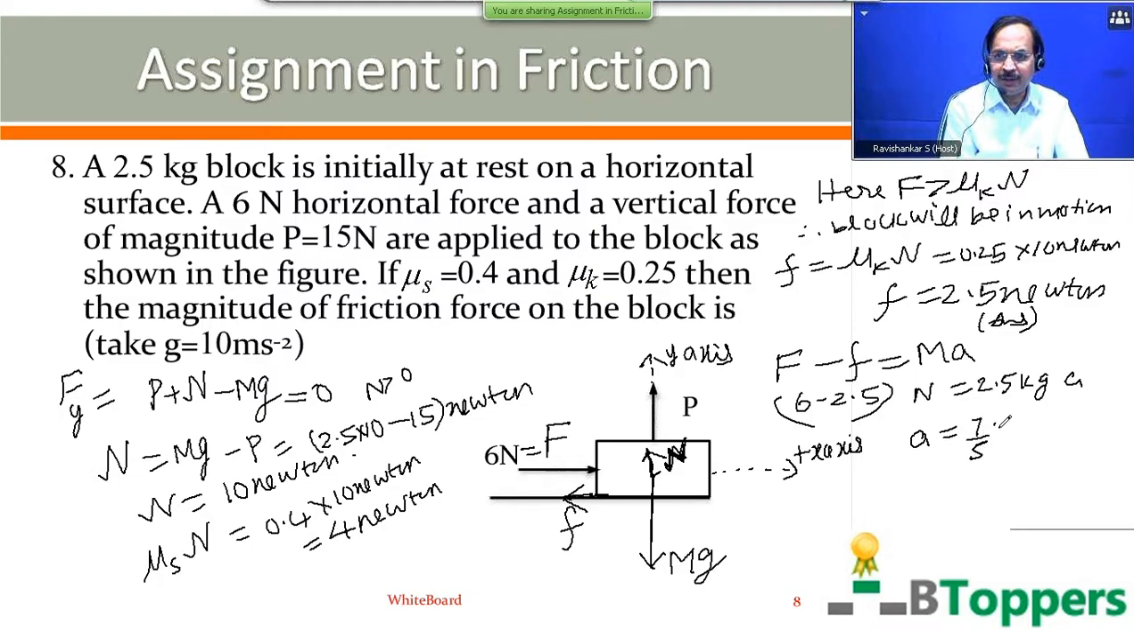So you get the magnitude of acceleration; you can simplify it yourself. You'll get 7.5 meter per second square, or 1.4 meter per second square. But for the given question, the answer is 2.5 newtons. If you want to copy the solution of this problem, you can copy down the solution.